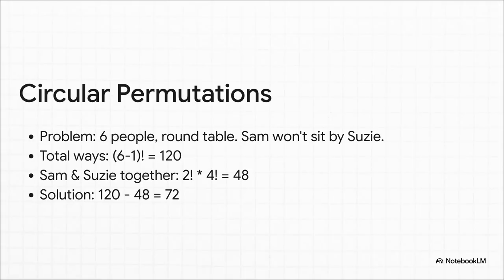And you know, things can get even more interesting. What if you're arranging people around a circular table? Or what if you have a rule like Sam absolutely refuses to sit next to Susie? To solve that, it's actually pretty clever. You figure out the total number of ways they could sit together, and then you just subtract that number from all the possible arrangements. What you're left with are only the arrangements where Sam and Susie are sitting apart.